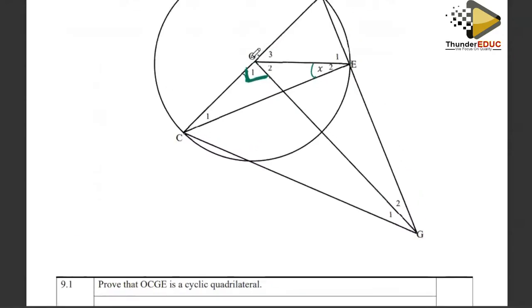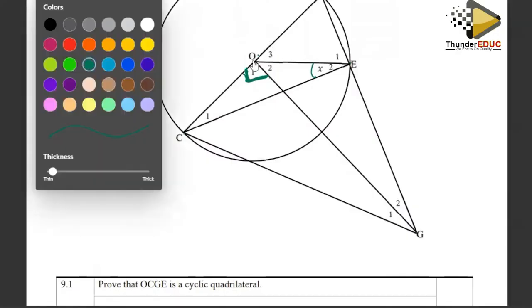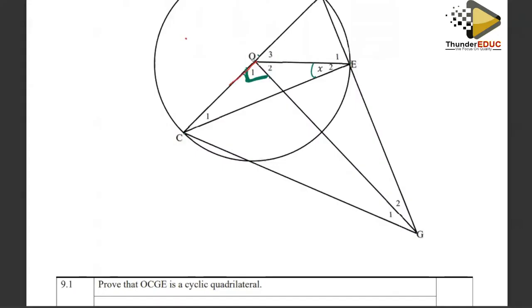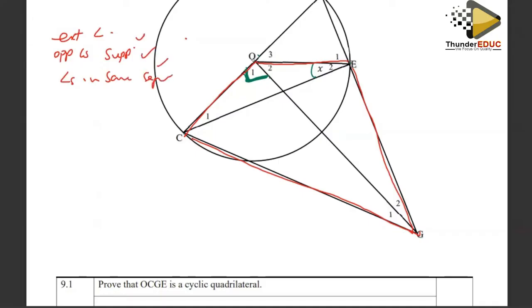All right, then 9.1, they want us to prove that OCGE is a cyclic quad. So they want us to prove that this entire thing is a cyclic quad. For us to prove cyclic quads, number 1, we have what we call the exterior angle. We have the opposite angles being supplementary, and then we have the angles in the same segment. So any of the 3 that we can see is what we can use.